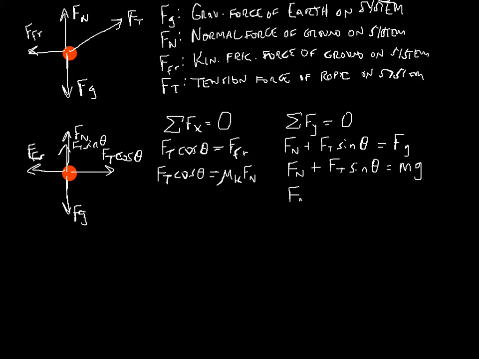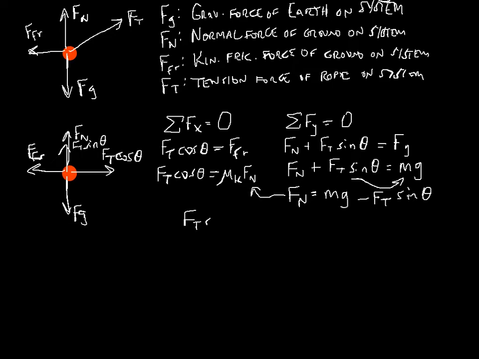So Fn is equal to, we'll leave the mg on that side, and then we're just going to bring this term to the other side of the equation. So it'll be minus Ft times the sine of theta. And now that whole equation for Fn we can plug in right here.